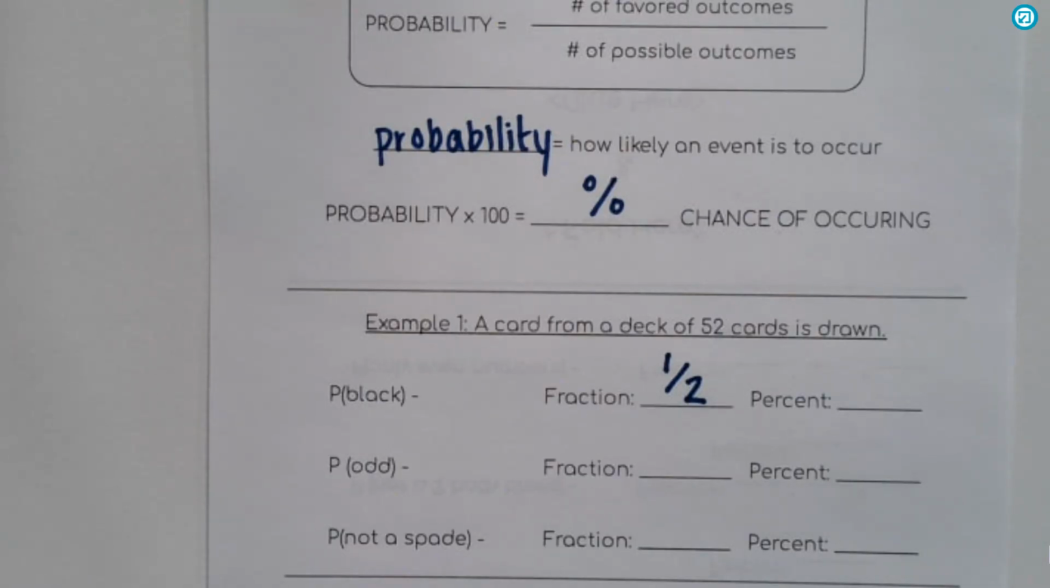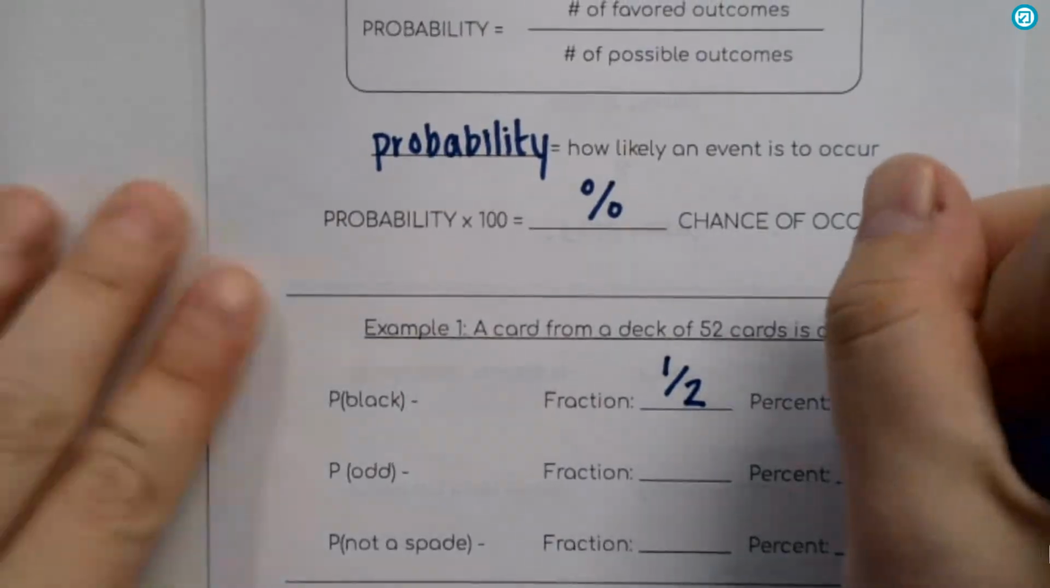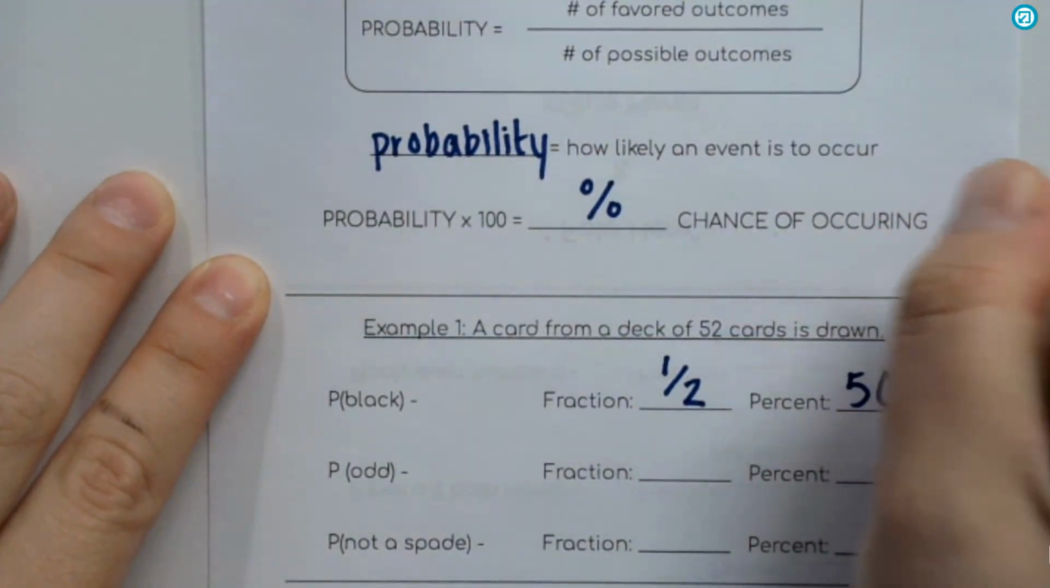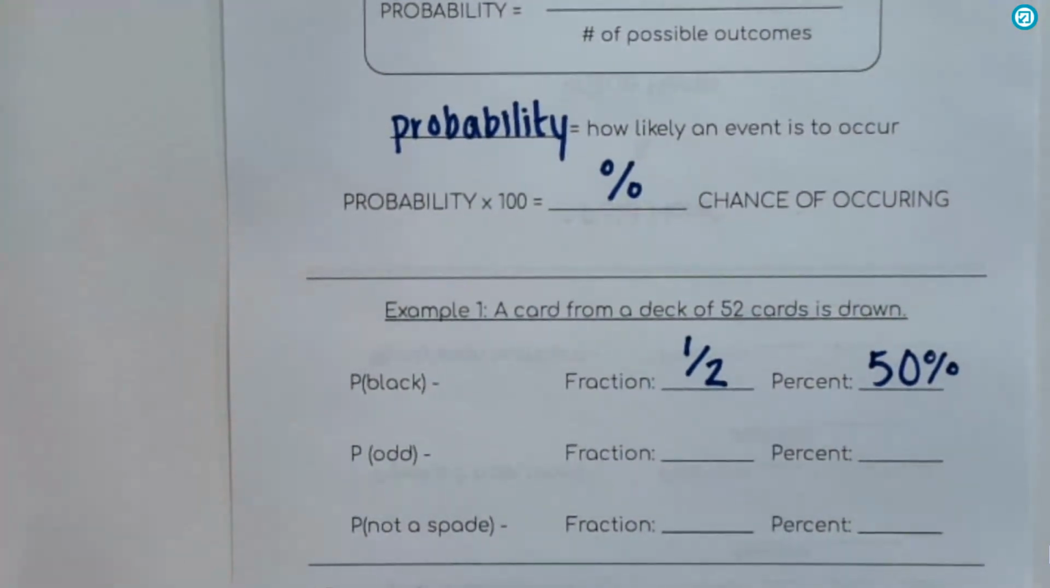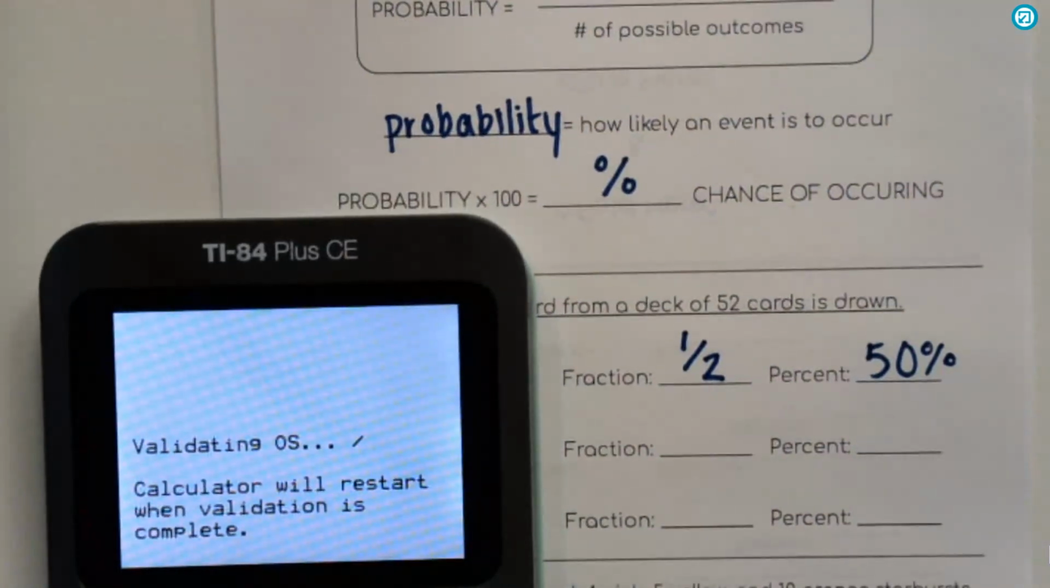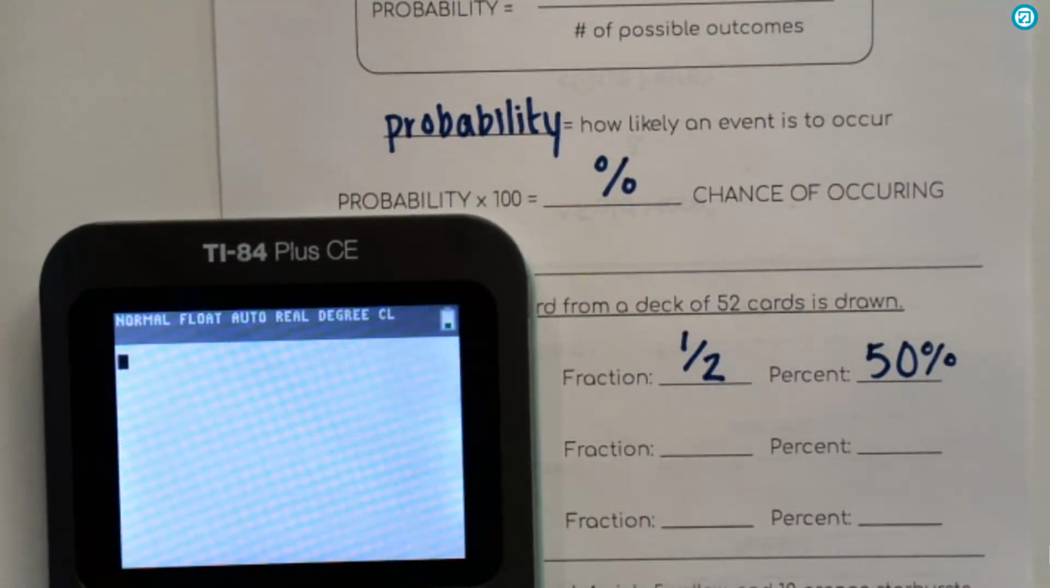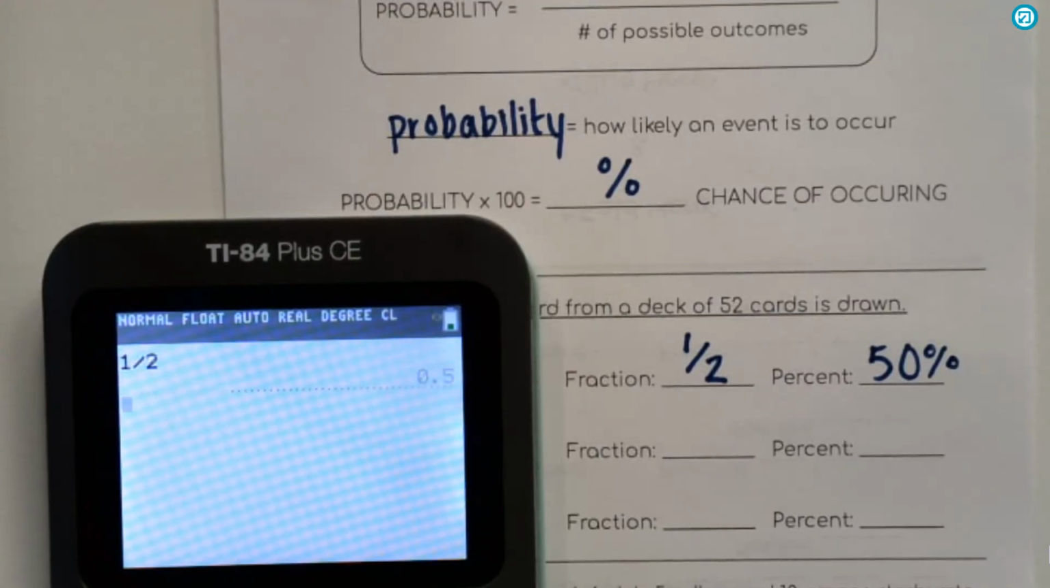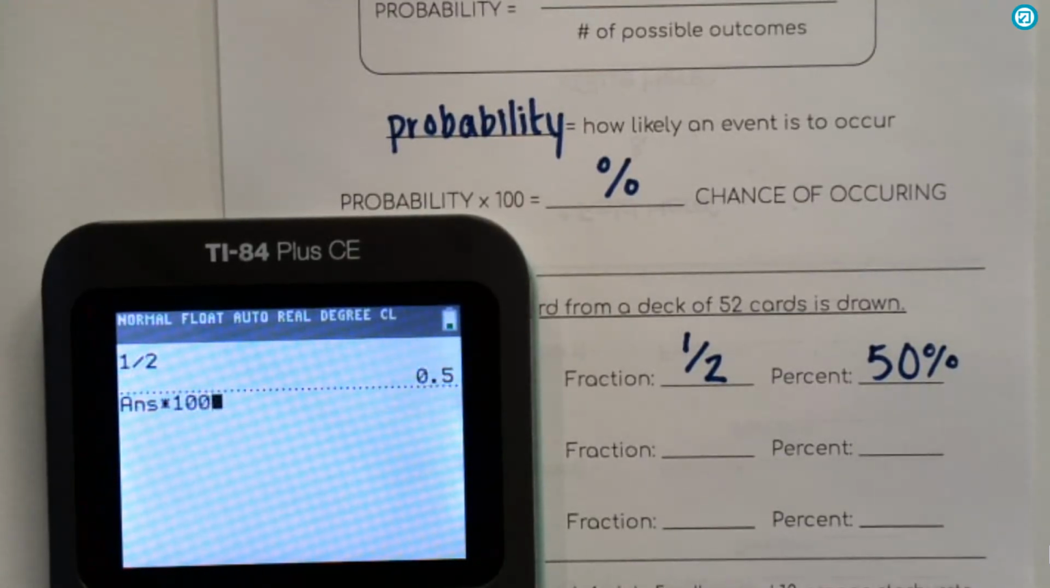Then from there, we will want to find that as a percentage. What percentage is 1/2? 50%. We know that's going to be 50% because that's the one percentage that we should all know. If it were a more complicated fraction, you could always do 1 divided by 2 times 100 to get 50%.